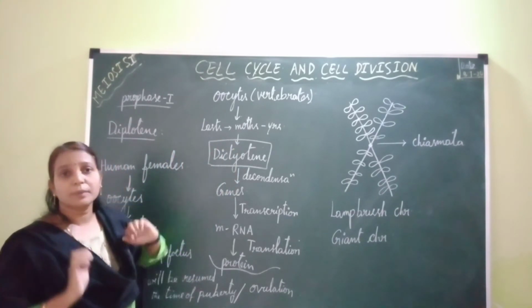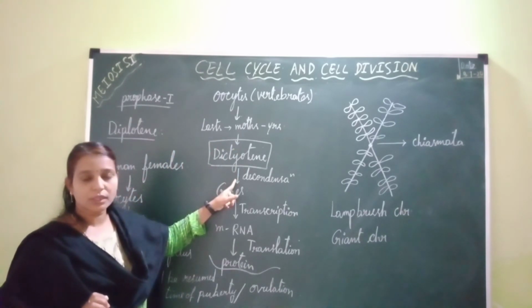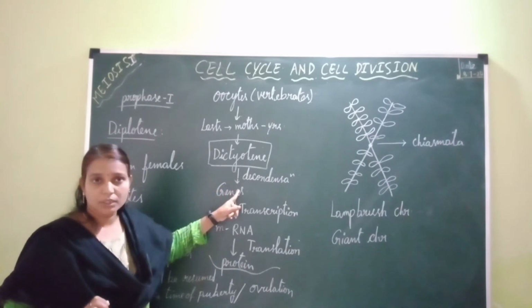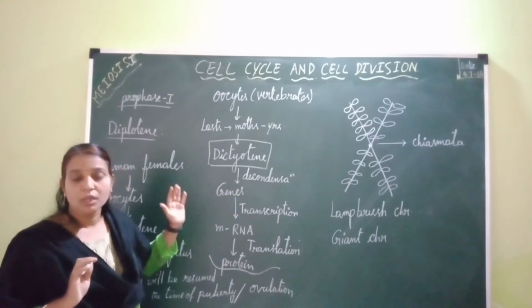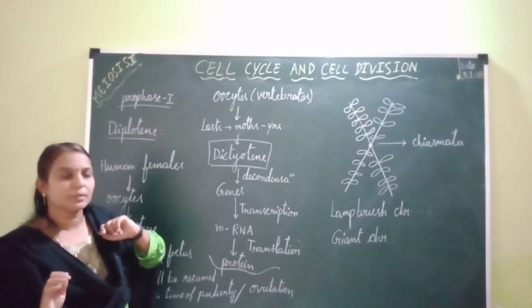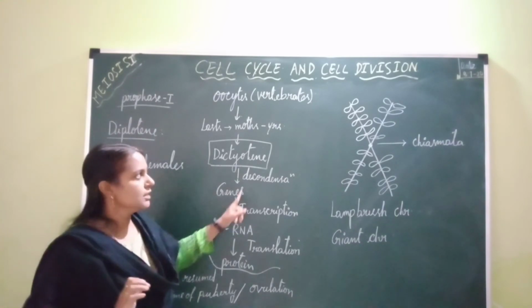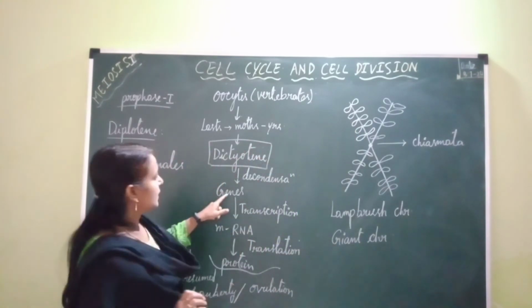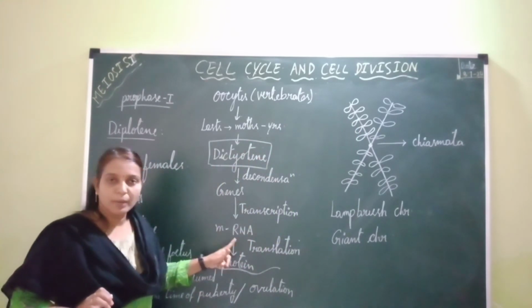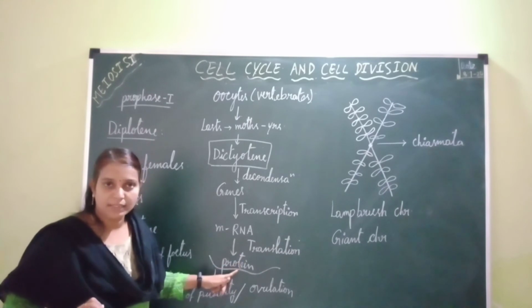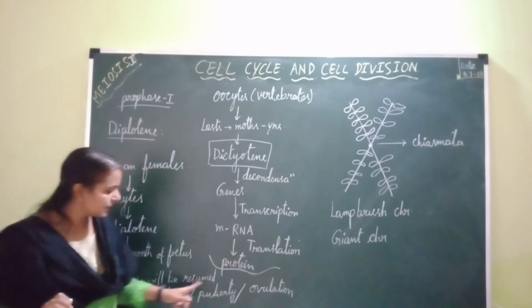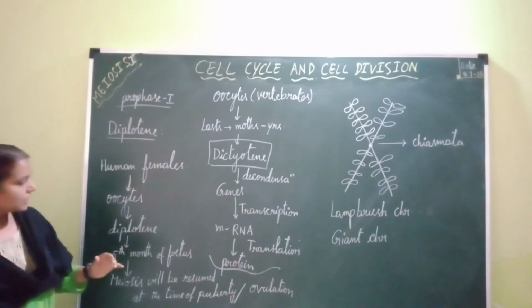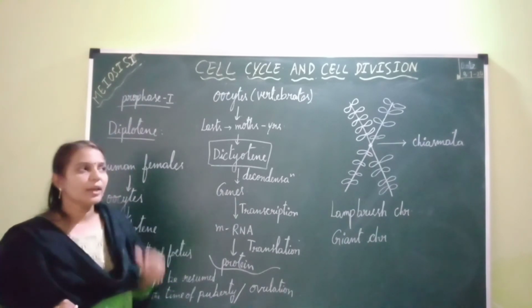This prolonged Diplotene stage is called the Dictyotene stage. During this Dictyotene stage, the homologous pairs of chromosomes show decondensation at certain points where genes are present. These genes undergo transcription and form mRNA. This mRNA undergoes translation and forms protein. This protein is nothing but the egg yolk, which is utilized during the development of the embryo.